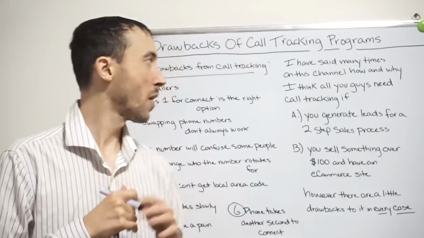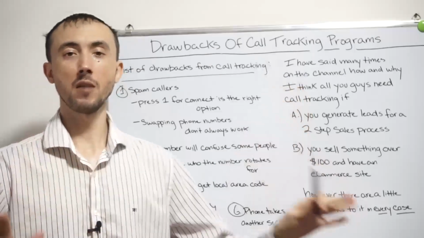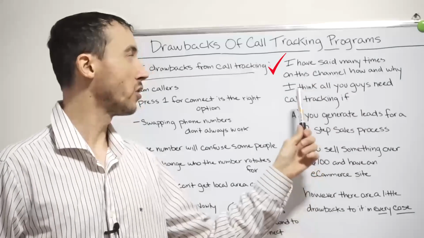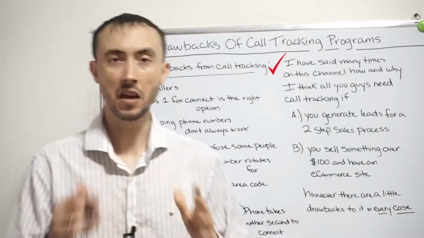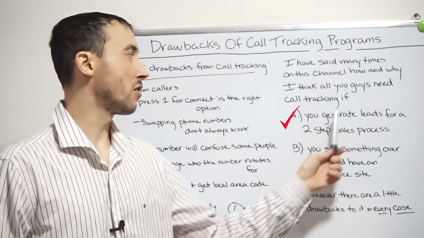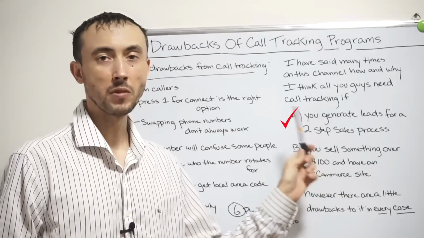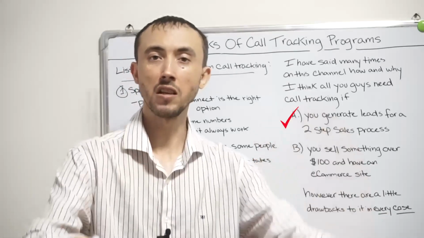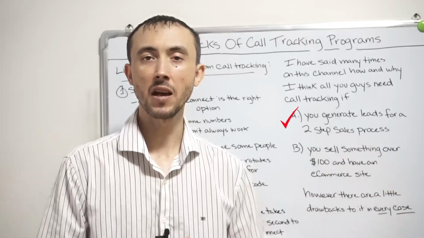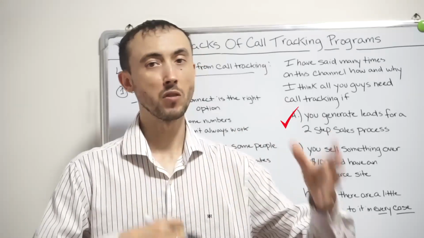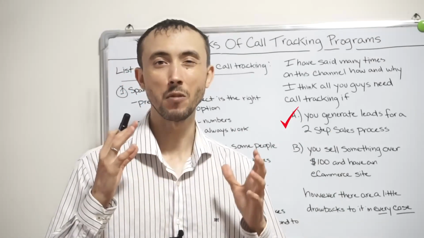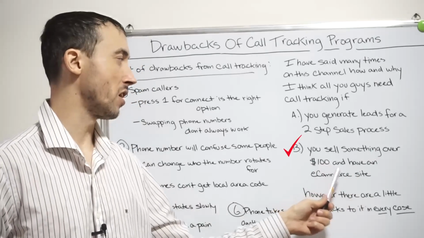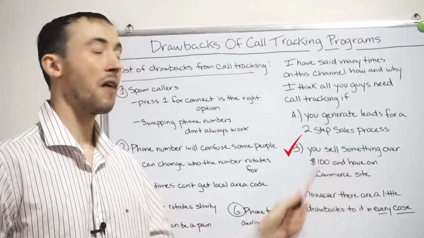So right away, I'll tell you that I've said many times on this channel that you should be using call tracking if you're generating leads for a website and business using a two-step sales process. In other words, you generate a lead through some sort of landing page or website, and then you have to talk to that person over the phone or through email and get them to buy. Or if you sell something over $100 in value or cost and have an e-commerce site.